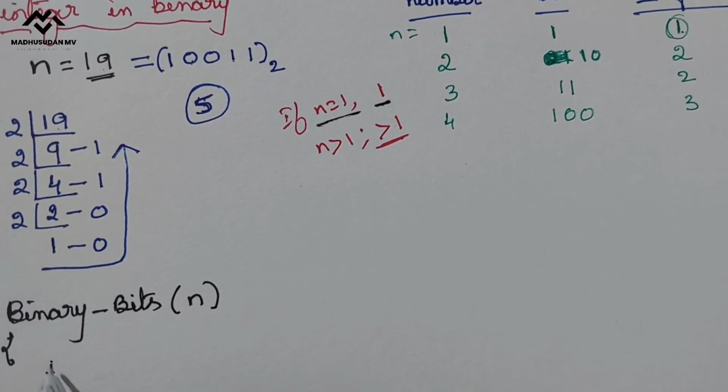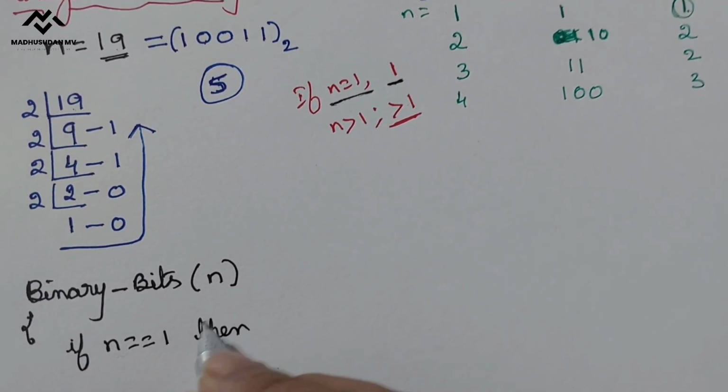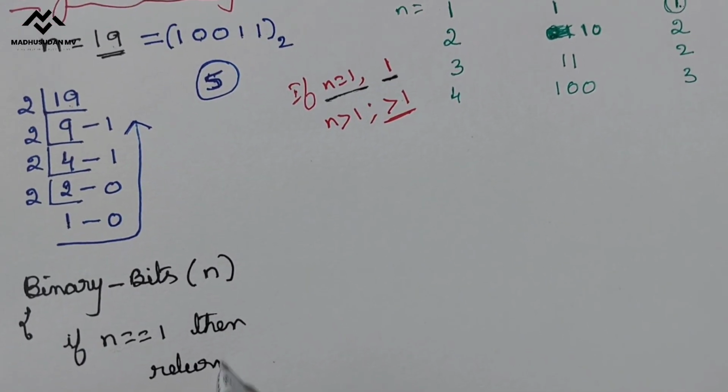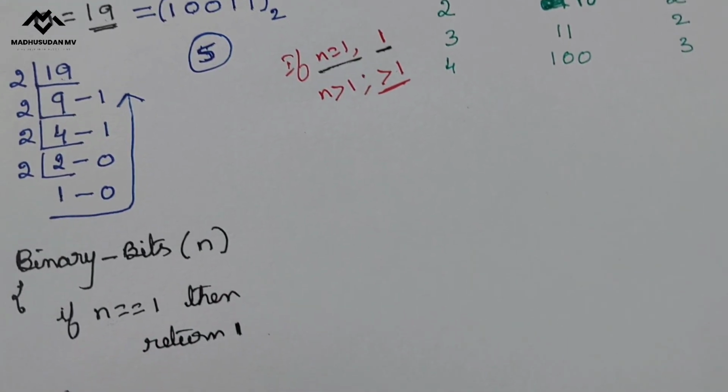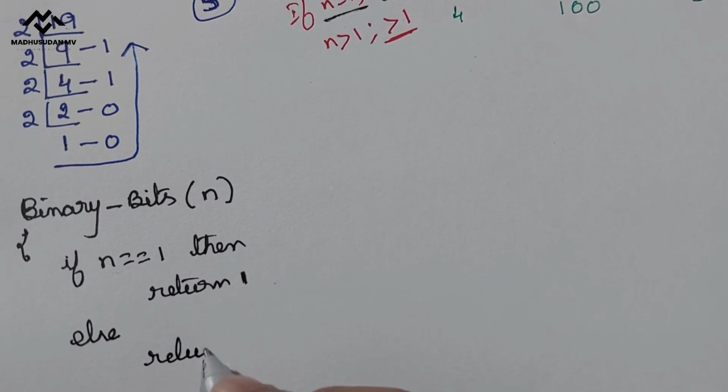So now I have to check if n is equal to 1, then what we have to do? Then we need to return 1. That means we need only 1 bit to represent that. Else, if n is not equal to 1, what we have to do? We need to return what?